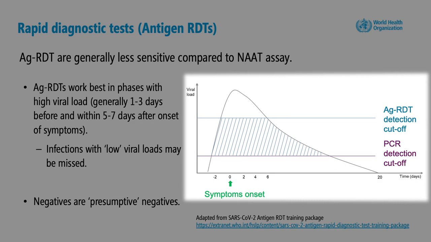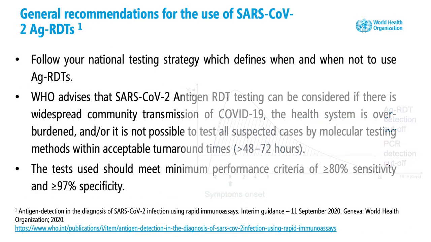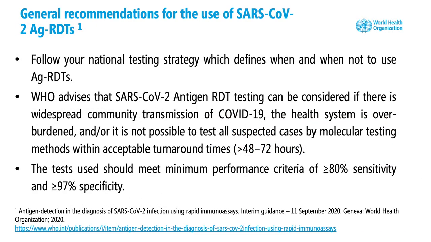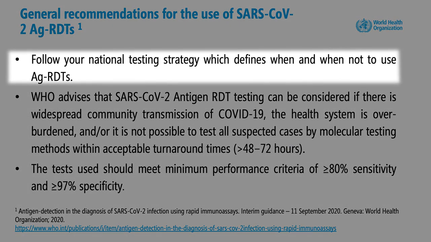This is illustrated in the figure, where the areas with blue stripes represent viral loads which would be detected by RT-PCR assays, but not using antigen RDTs. As a general recommendation for the use of antigen RDTs, follow your national or local testing strategy, which defines when and when not to use antigen RDTs.